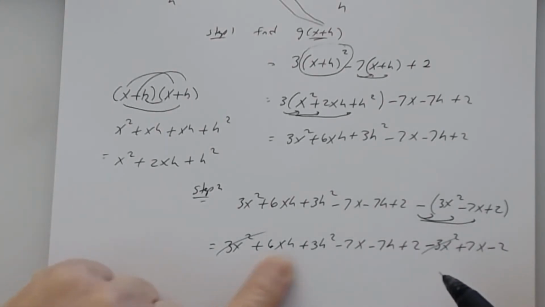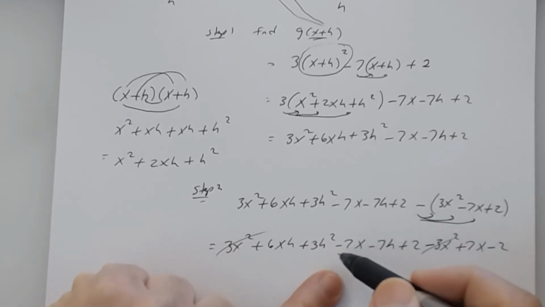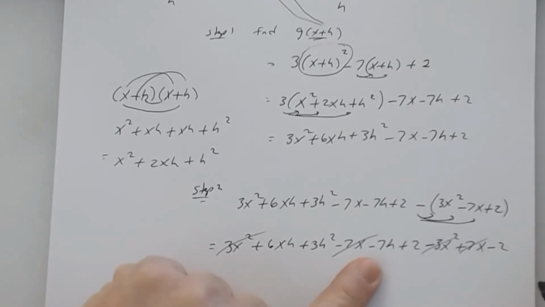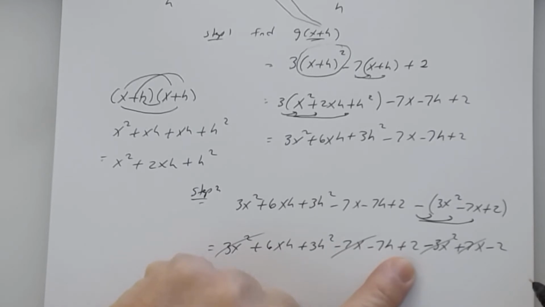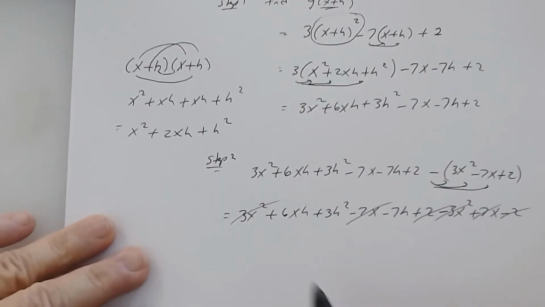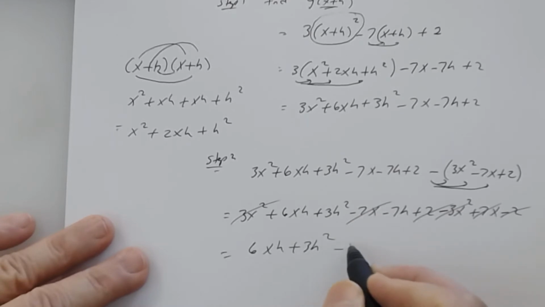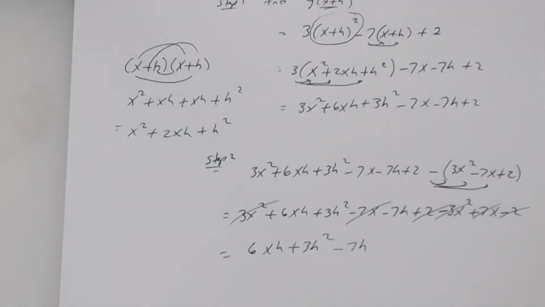So this 3x squared, there better be a negative 3x squared in there, is. This has an h, this has an h, this does not. Do you see a positive 7x anywhere? Yes. This has an h, this does not. The constant 2. Do you see a negative 2 somewhere? So all you have left then is this: 6xh plus 3h squared minus 7h.